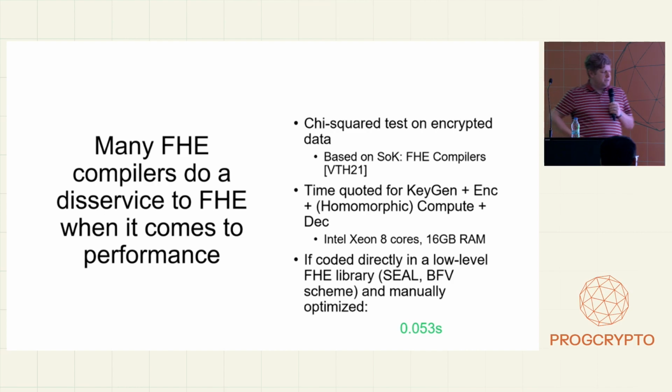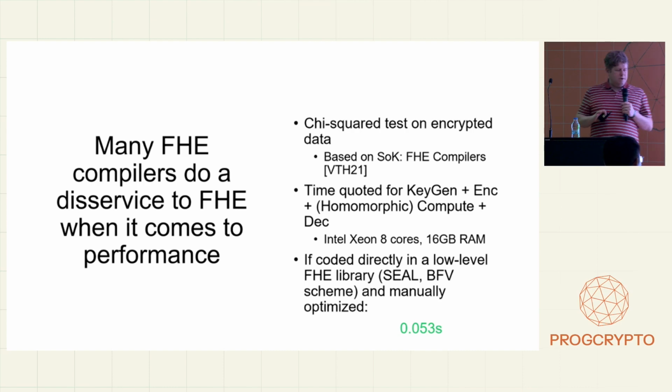We're not the first FHE compiler to exist, but a lot of compilers give up a huge amount in performance. So we're taking this chi-squared test that came out of this SOK paper, and we're going to time key generation, encryption, decryption, and computation. And we're going to run it on a pretty vanilla AWS machine, 8 cores.